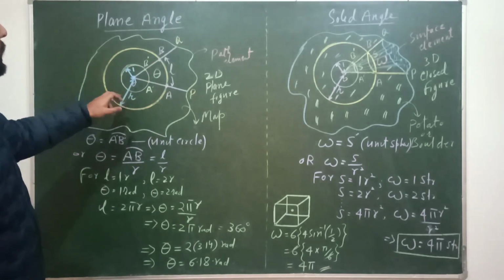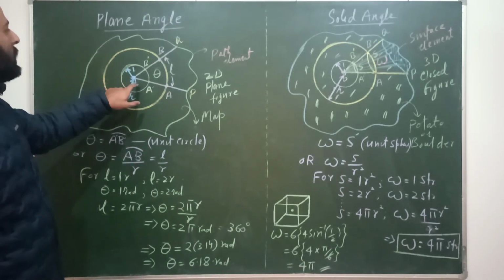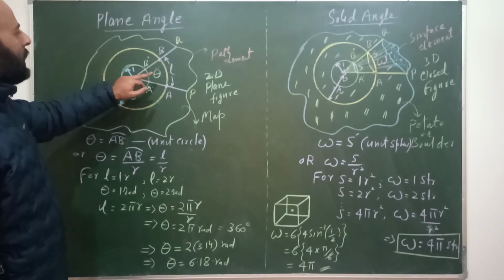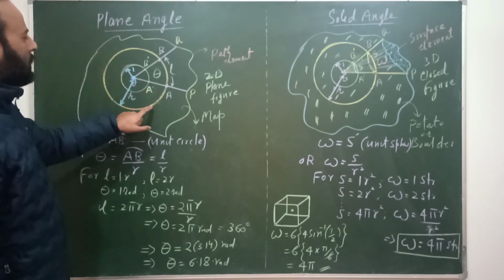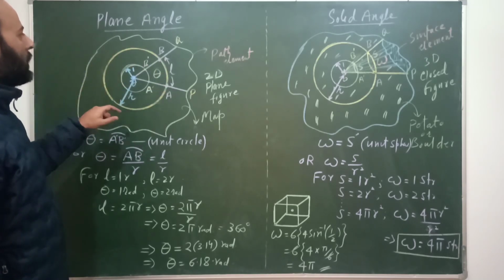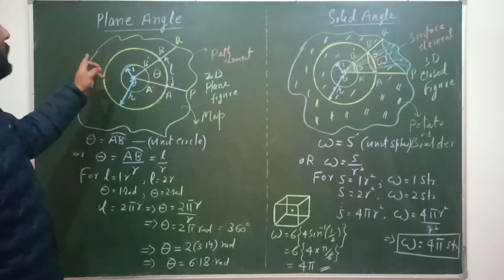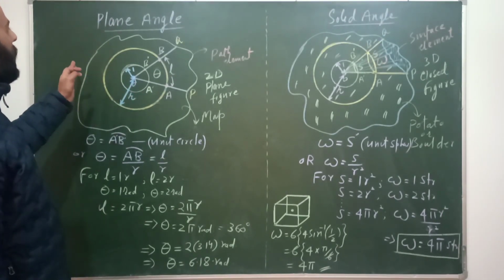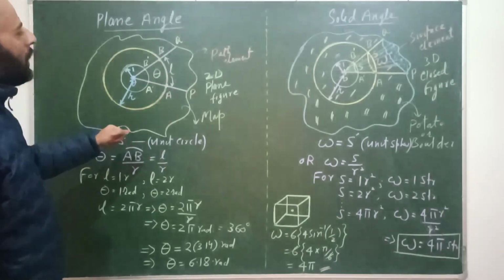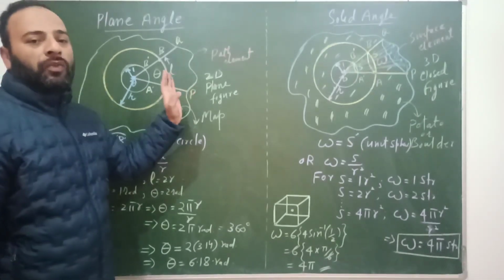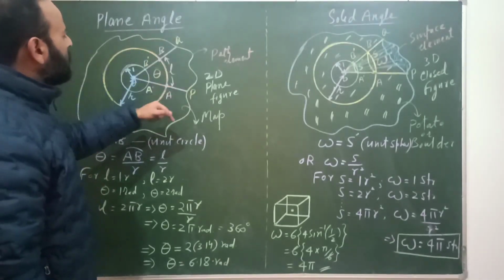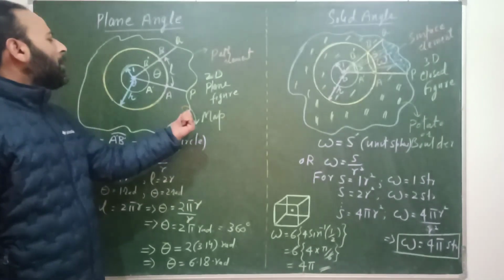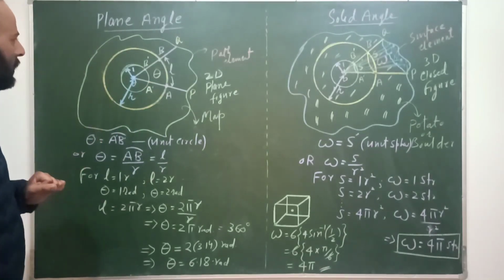As you see in the figure, I have taken a unit circle, a circle of radius 1, and then a circle of radius r. This yellow color is the circle of radius r. Both circles are concentric, they have the same center, and are enclosed by a two-dimensional plane figure. It can be of any shape, just like a map on a plane of any country.